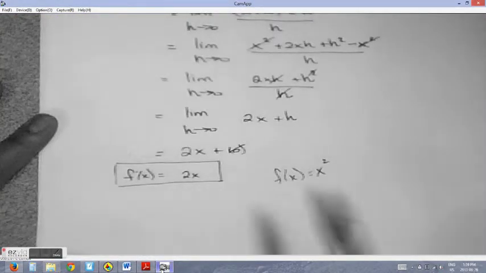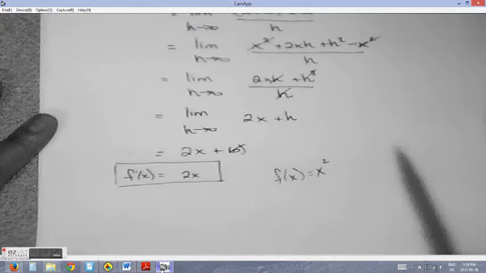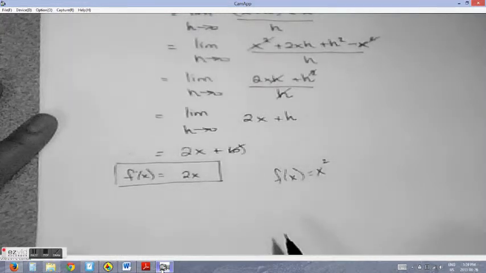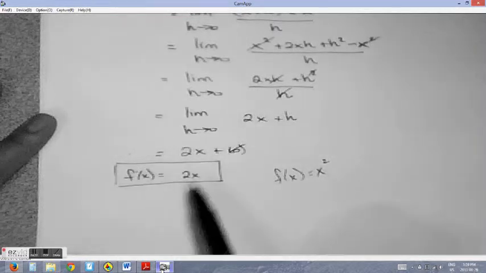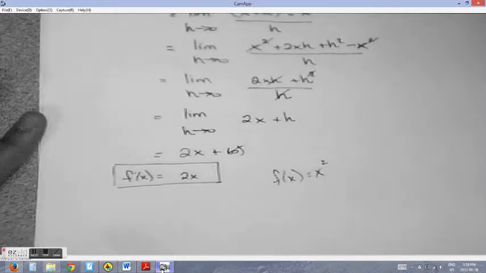Okay, so our derivative is 2x, and our original function is x squared. The exponent on the x in the original function is a 2. If we go to the derivative, the exponent on the variable is 1. So we'll notice that the derivative has one lower exponent than the original function.